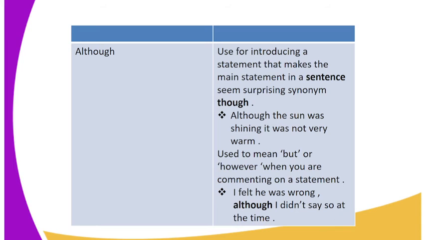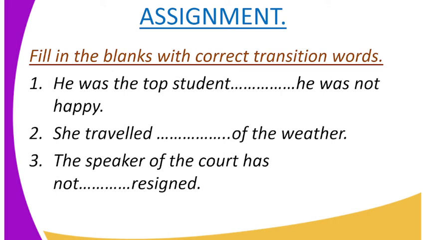Then it is used to mean but or however when you are commenting on a statement. For example, I felt he was wrong, although I didn't say so at the time. And that is the end of our lesson, and I will require you to do the following assignment.